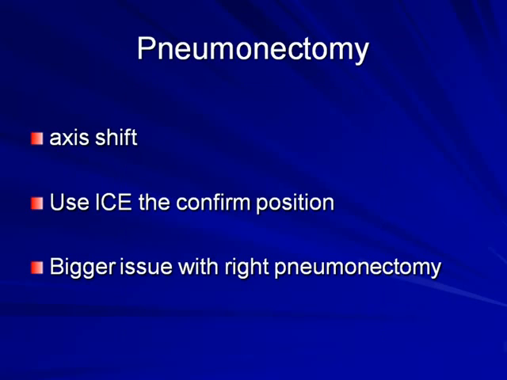So the big things with the pneumonectomy are axial shift. It's a bigger issue with the right pneumonectomy than the left. It can be significant. You've got to use ICE. You've got to use some other imaging to be sure that you're in the right place. Otherwise, you're going to potentially injure the patient. And then the point that I didn't include here was you've got to still isolate those veins, even if they're ligated.